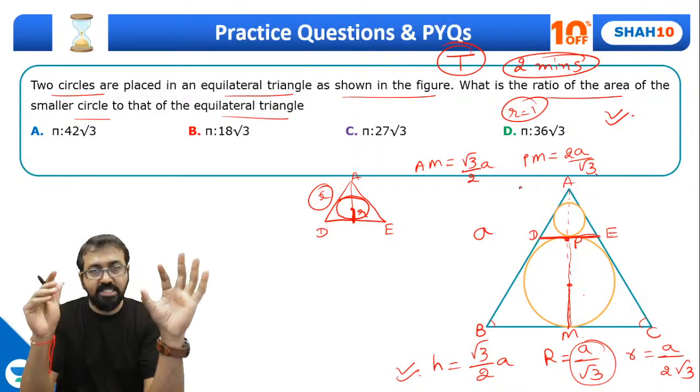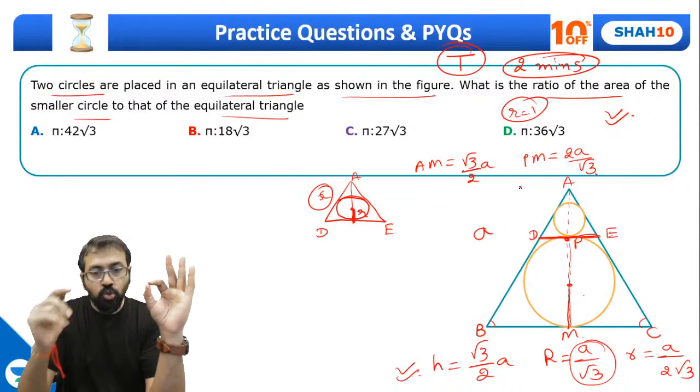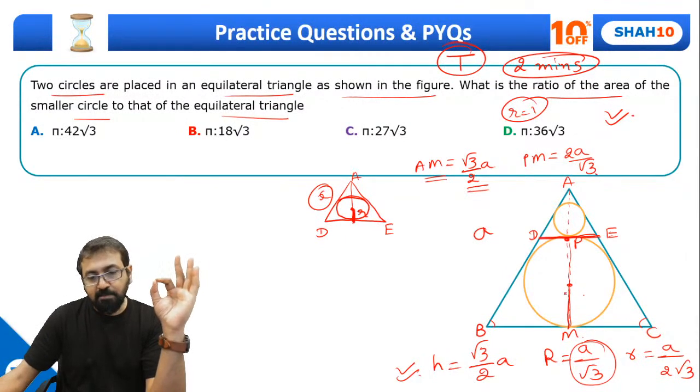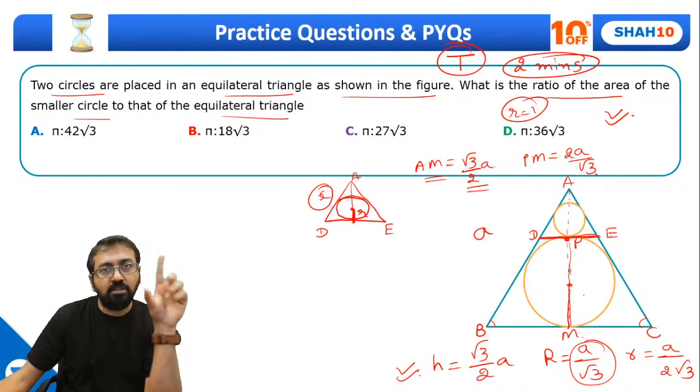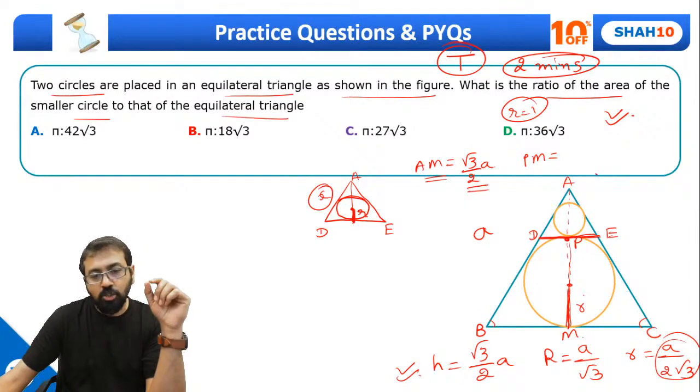See, first, once again, the complete equilateral triangle side I have taken as A. So the height of that equilateral triangle, that is AM, will be √3/2 times A. And this PM is nothing but the diameter of the in circle. Sorry guys, this is the in circle, so we don't need to take circumradius, we need to take in radius. So this is a by 2 root 3, so complete PM will be twice of a by 2 root 3, so it will come out to be a by root 3.